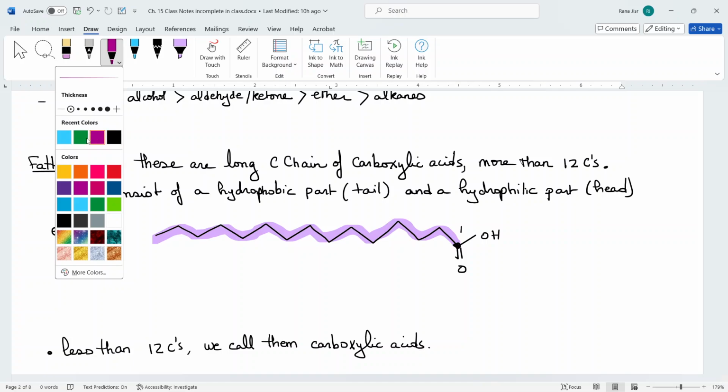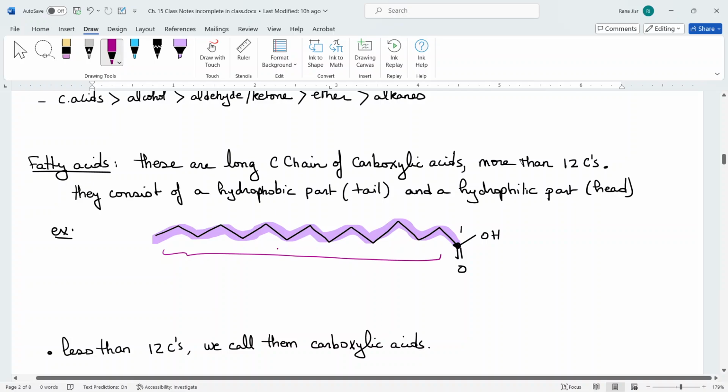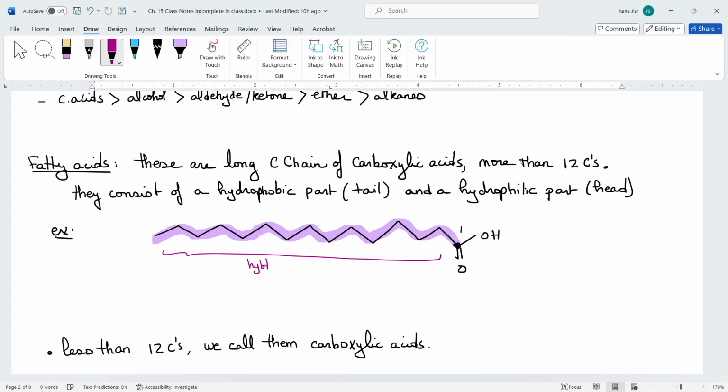Now, fatty acids have a characteristic where they consist of two parts. They consist of a long tail, and that long tail is the hydrophobic carbon chain. That is the carbon chain, and this is why it is water insoluble. So that one is water insoluble. And we call this a non-polar tail.